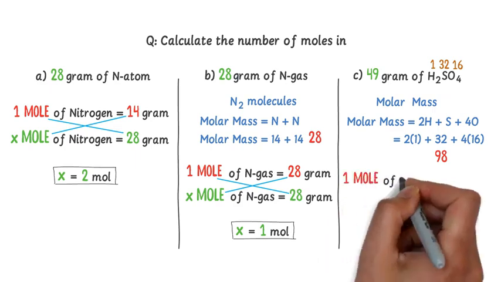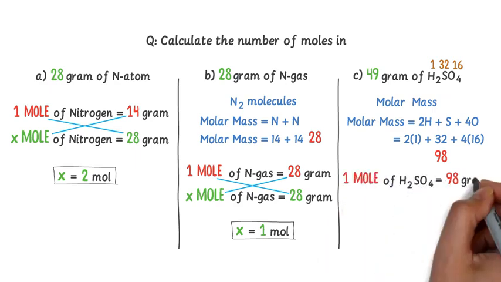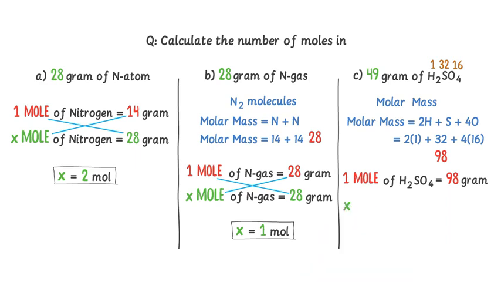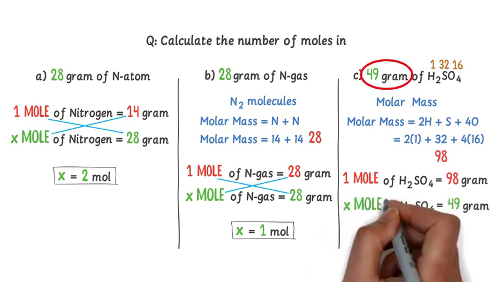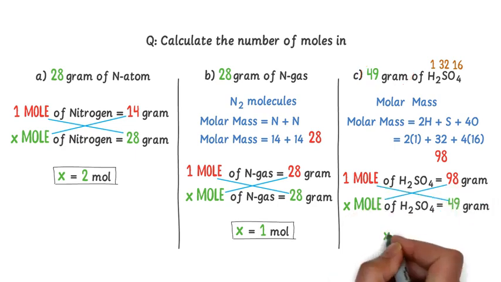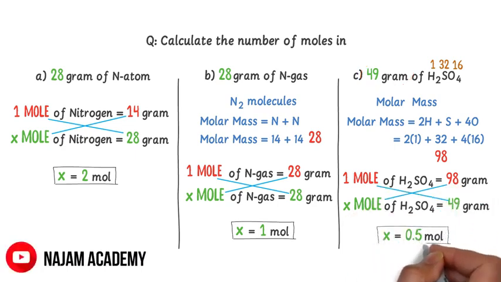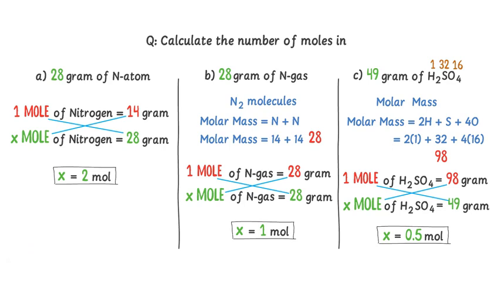Hence we say that 1 mole of H2SO4 is equal to 98 gram. Let there be x moles of H2SO4 present in 49 grams. After calculation, I get 0.5 moles. So there are 0.5 moles present in 49 gram of H2SO4. I hope that you have understood the mole concept.